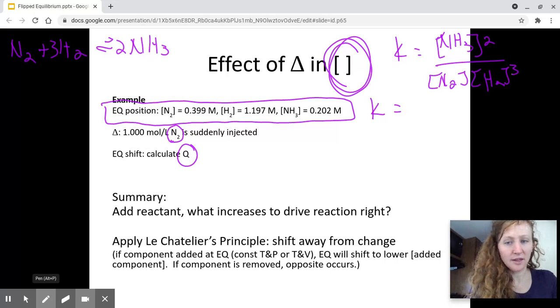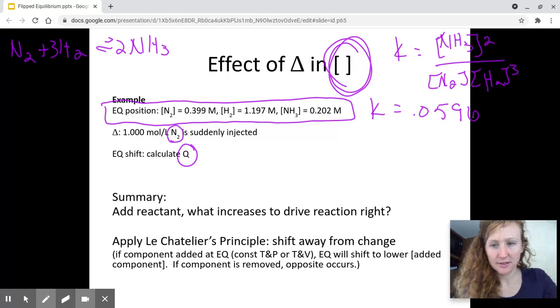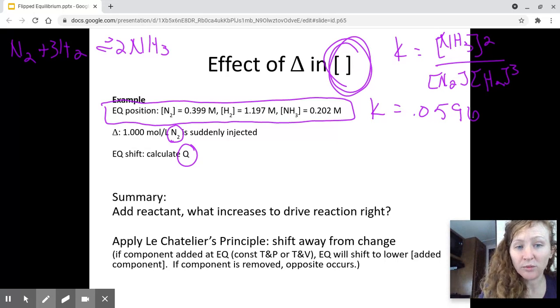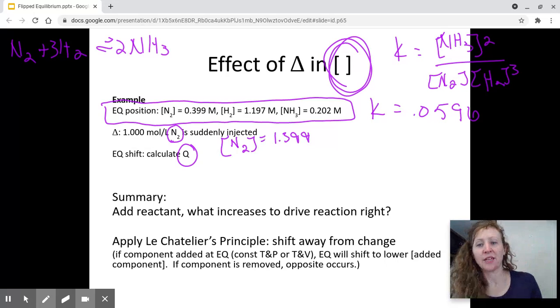All right, our K is 0.0596. Now if we were to add 1 mole of N2, our amount of N2 is no longer going to be 0.399, it's going to be 1.399. So let's just keep everything else the same and calculate a Q before any shifting occurs.